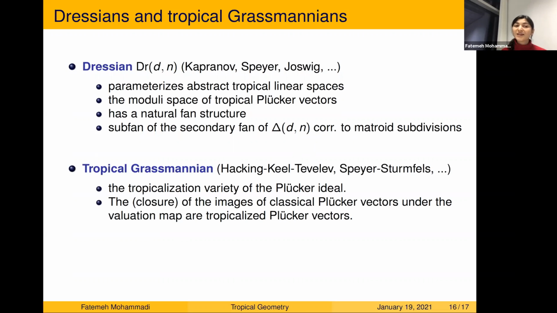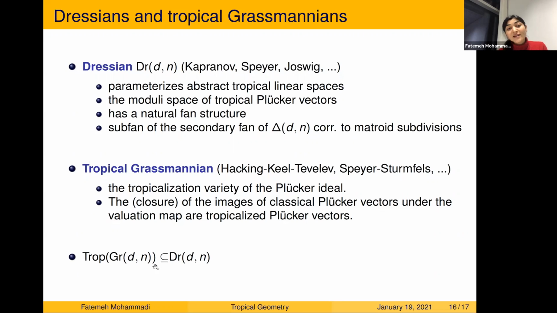Okay, so how about these tropical Grassmannians that we were interested in? They have been studied a lot. They are tropicalization varieties that you can obtain by tropicalizing all those Plücker relations, the quadratic Plücker relations, or, by the fundamental theorem, you could take all these Plücker vectors and tropicalize them. You take the image of the valuation map of those Plücker vectors.